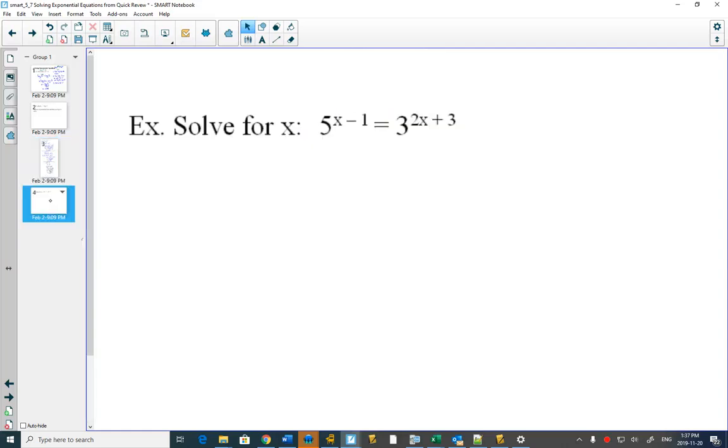Okay, and now, the most complicated question is when there's an x in an exponent on both sides. First of all, this would be a calculator question because you can't get the base of 5 and 3 to be the same. They're not on your powers chart. So that's something to always check, because if you can do it without your calculator, it's better.